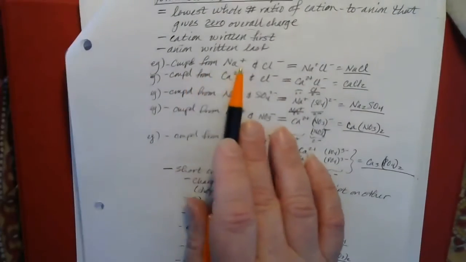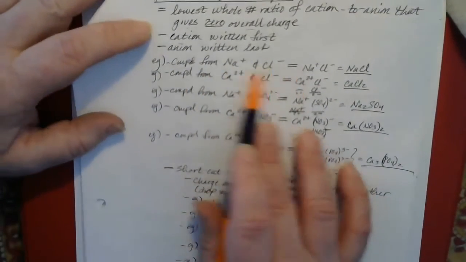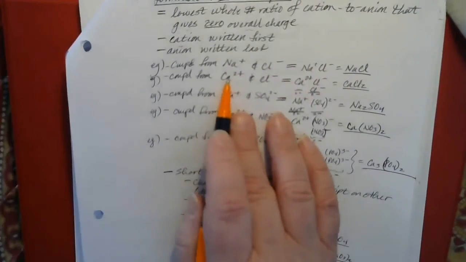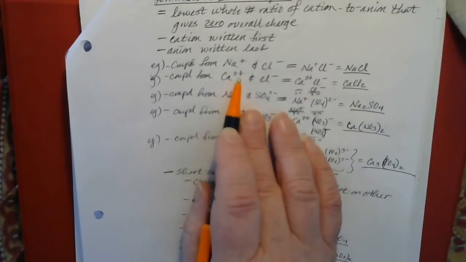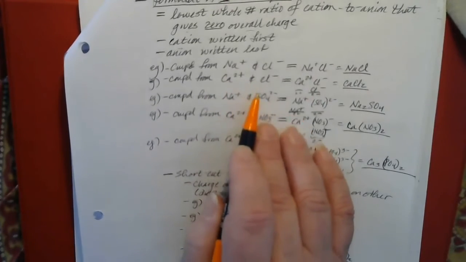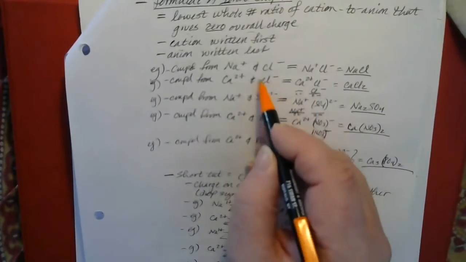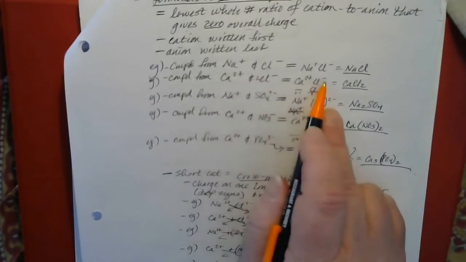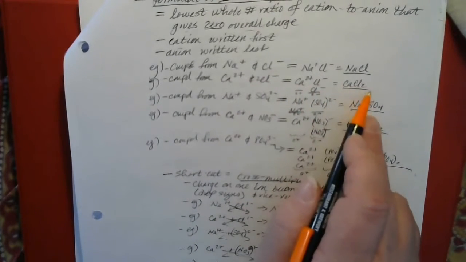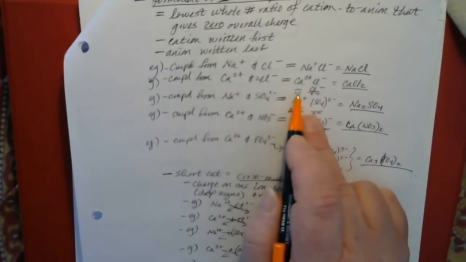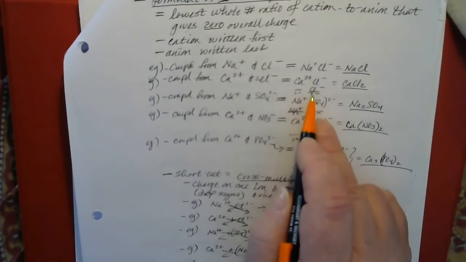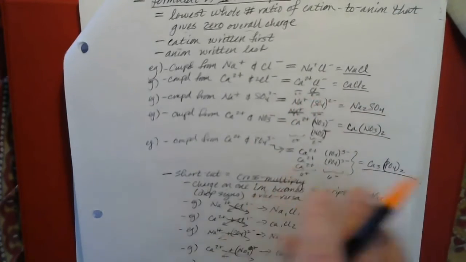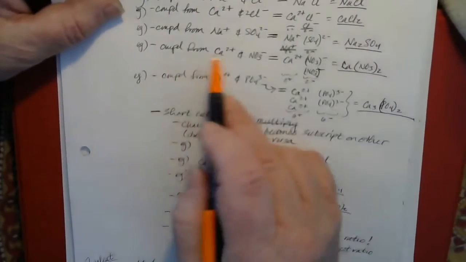And so some examples again: if you have Na+ and Cl-, they will obviously go together in a 1-to-1 ratio and you get NaCl. If you have calcium 2+, then obviously it's going to take 2 Cl- to cancel out that 2+, and you're going to end up with CaCl2. You've got a total charge from the calcium of +2 and a total charge from the chlorides of -2. +2 minus 2 gives you 0 overall.